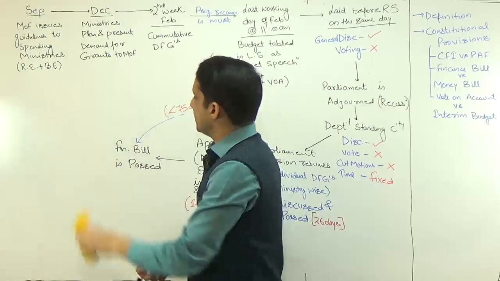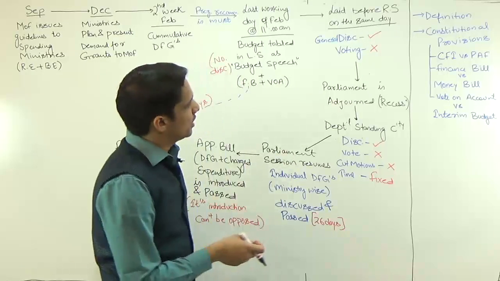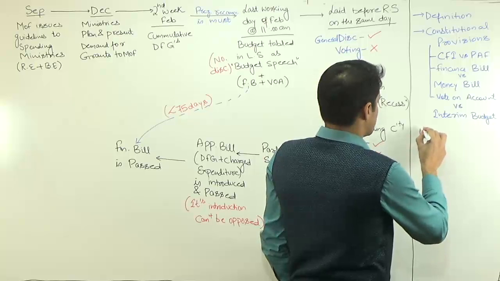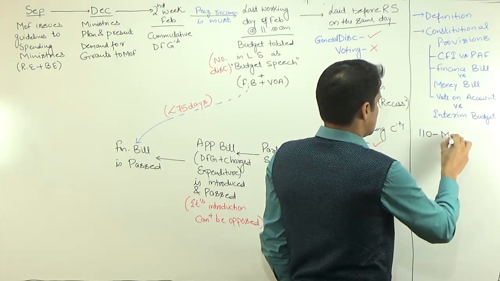Then we will discuss a few other constitutional provisions which are related to the budget. So the next article, we have already discussed Article 110. Article 110 is nothing but the one related to money bill.